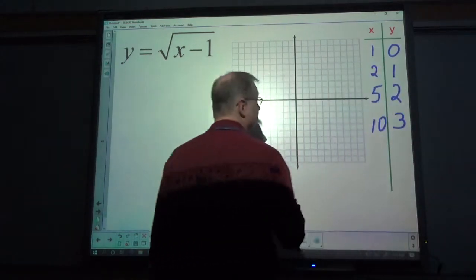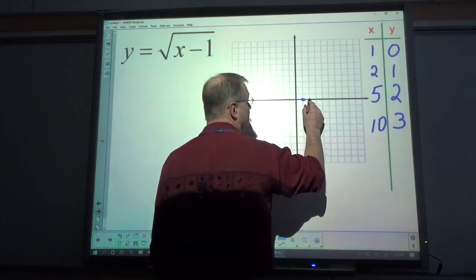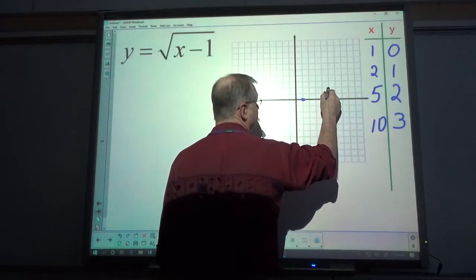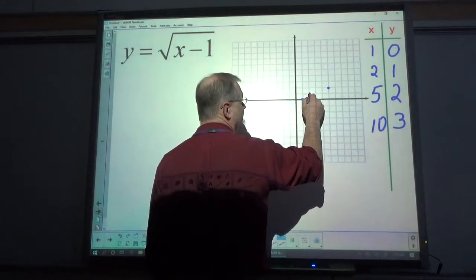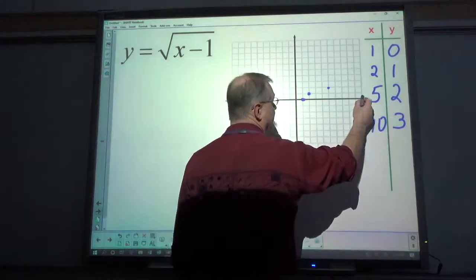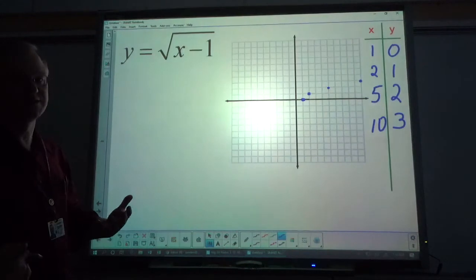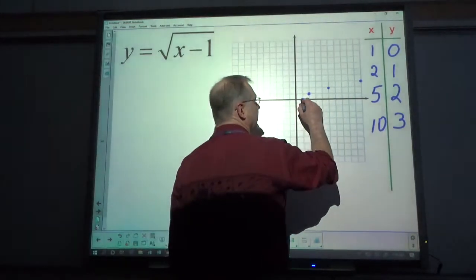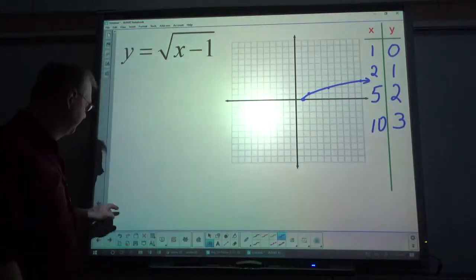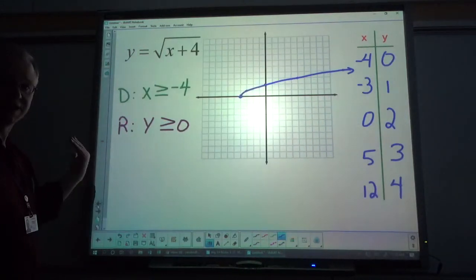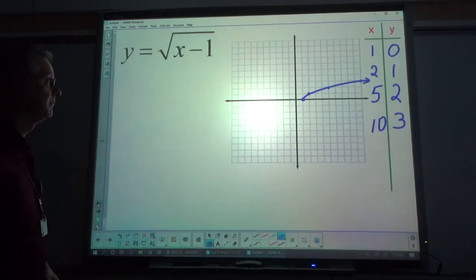So if I plot these points, 1, 0, 2, 1, 5, 2, 10, 3. I did them out of order, but that's fine. My graph is the basic graph, it's just shifted to the right by 1, where the previous one shifted to the left by 4. So back to this one.